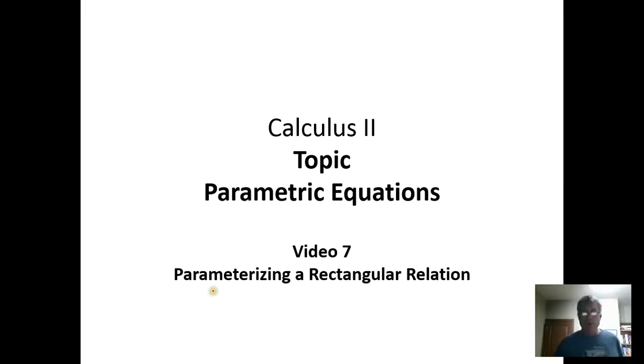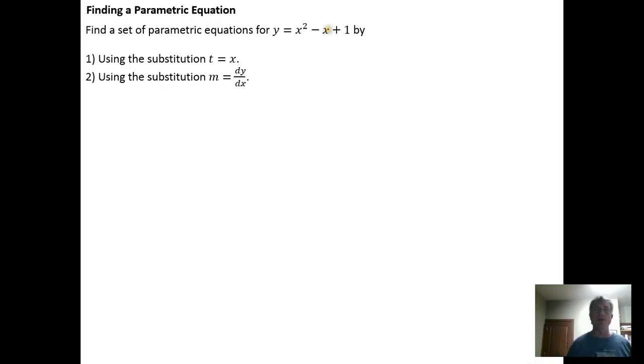So in this video, what we're going to do is parameterize a rectangular relation. So we're going to start with something that's in rectangular form and convert it into a parameterized form. So parameterizing is pretty simple. The simplest possible thing that you can do when you're parameterizing a function is to take the input variable and set it equal to the variable name you want to use to parameterize. So the simplest possible case.